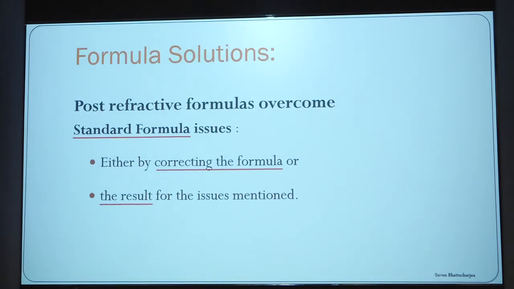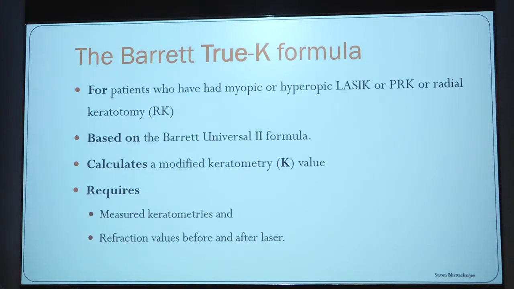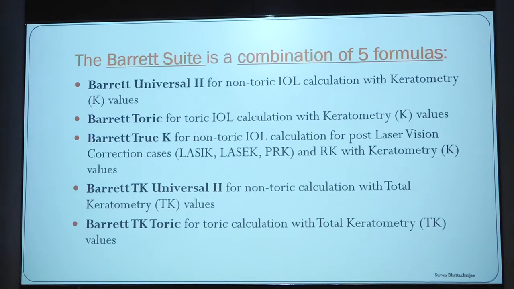So formula solutions have been either correcting the formula or the results. It's fudging one of them. The Barrett True K formula is based on the Barrett Universal II and calculates a modified keratometry. It requires measured keratometries and refraction values before and after laser. But these are all more theoretical, so it takes care of all these formulae.